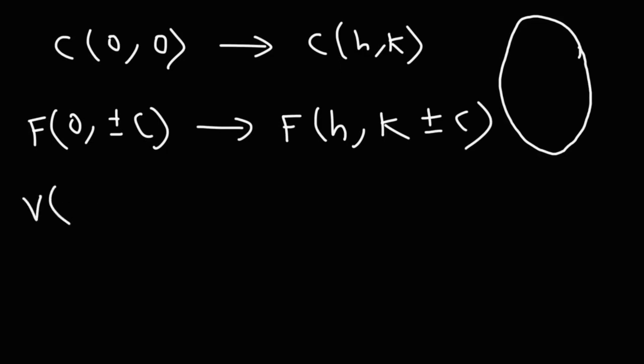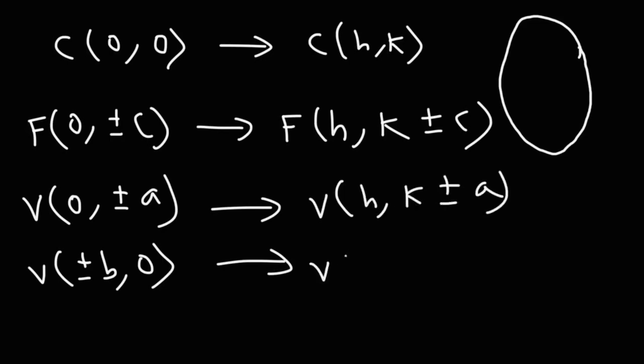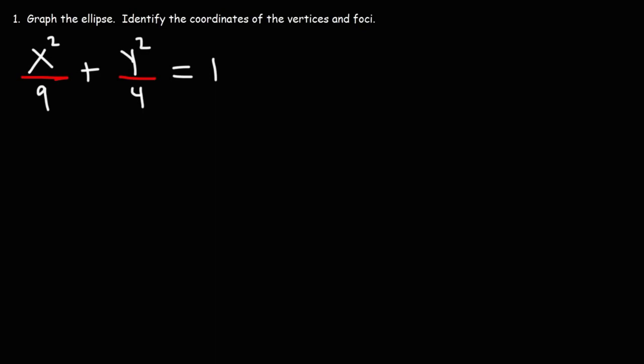The major vertices will be 0, plus or minus a. The minor vertices are plus or minus b, 0. So when it's been shifted, this becomes h, k plus or minus a, and this becomes h plus or minus b, k. Now let's work on some practice problems.